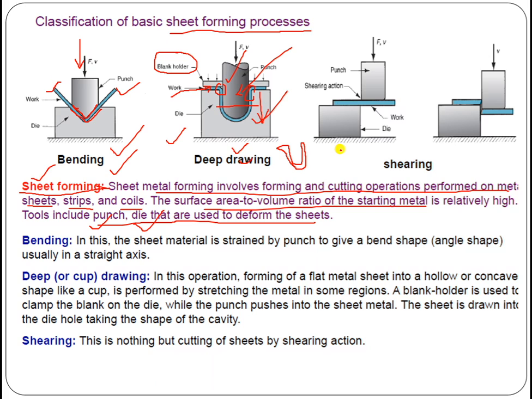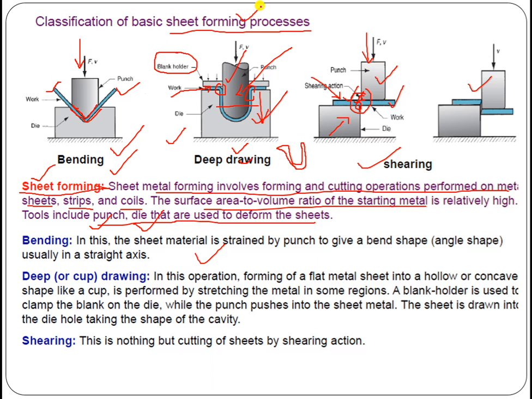Application I have already told you, and this is the simple shearing operation, so that the two parts can be cut into two separate materials. At this edge, this is a die which has a sharp edge at this corner, and this is a punch which also has a sharp edge, and there is a slight gap between them, so that a shearing action takes place. Whenever the force is applied on this punch, the workpiece or sheet metal blank can be converted into two parts. So that is the shearing operation. These are all nothing but which operation? Sheet metal forming.